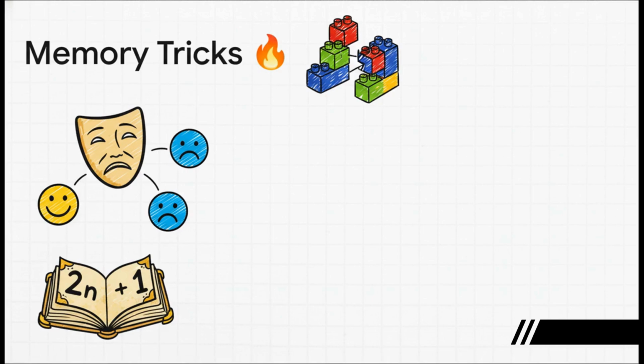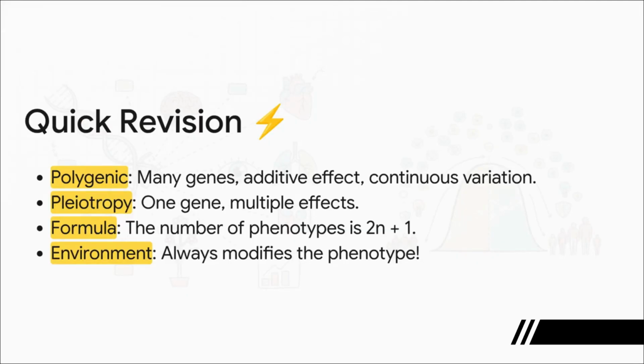For polygenic, just focus on that prefix. Poly means many genes. Super simple. For pleiotropy, I want you to think of an actor who can play one character but show many different emotions. One gene, many roles. And for that magic formula, let's say it together. 2n+1 phenotypes, done. Easy.